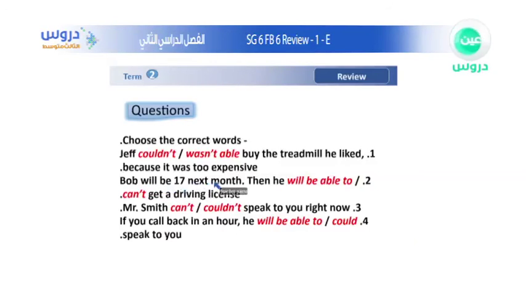Bob will be 17 next month. Then he will be able to get a driving license. What do you think, number 2? Will be able to, will be able to.